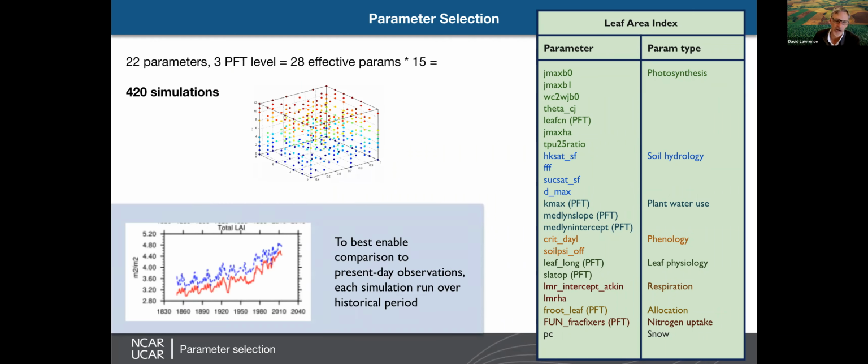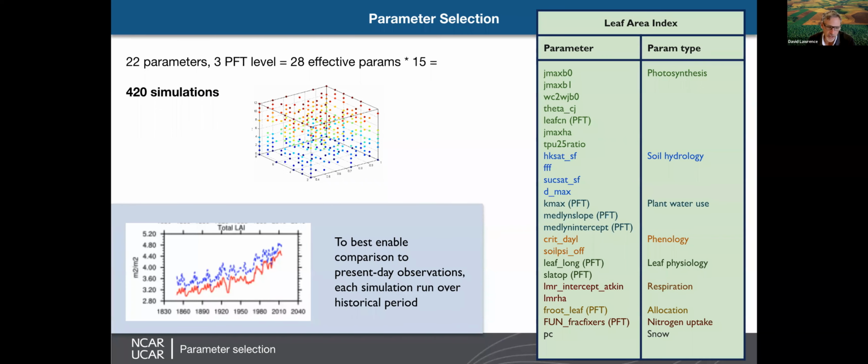So, if we run a Latin hypercube, I don't know if these are the correct numbers anymore, but I think we had at one point about 22 parameters. Actually, there's more than 3 PFT level, but 28 effective parameters. These numbers are all a bit outdated here, but it's roughly 500 simulations. You can run what we think is a reasonable Latin hypercube with this number of parameters.